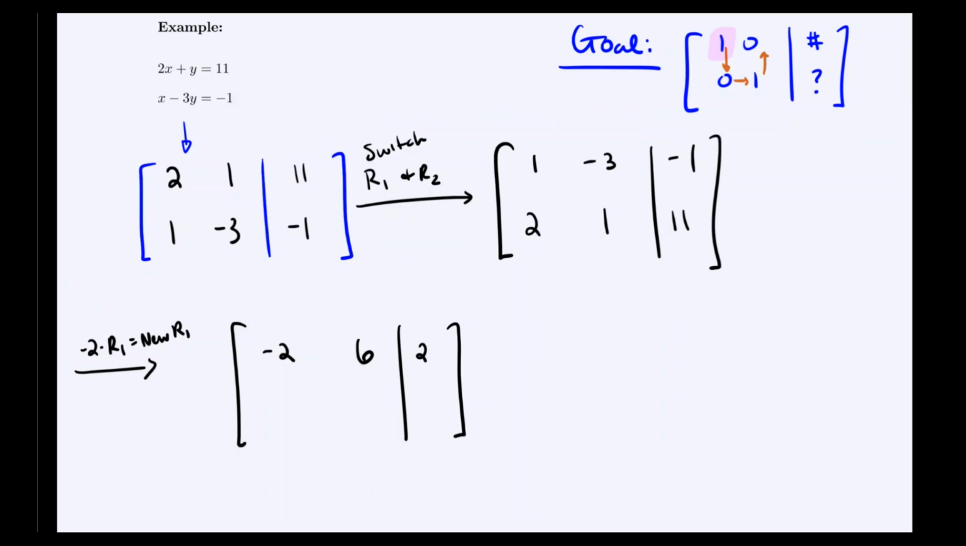And then we don't do anything else. We've multiplied negative 2 times all of row 1. I copy down row 2 as it is, unchanged. And now we see that if I was to add row 1 to row 2, this would cancel and give me a 0 in the lower left corner.